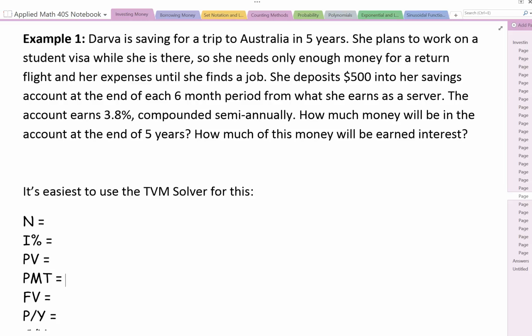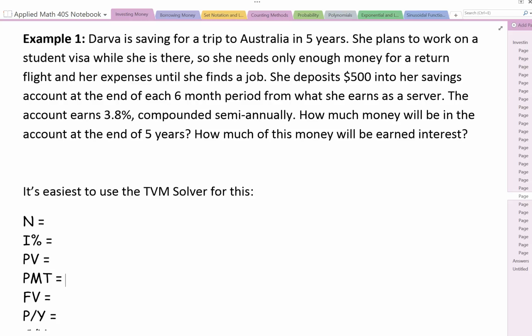So it says Darva is saving up for a trip to Australia in 5 years. She plans to work on a student visa while she is there. So she needs only enough money for a return flight and her expenses until she finds a job. She deposits $500 into her savings account at the end of each 6-month period from what she earns as a server. The account earns 3.8% compounded semi-annually. How much money will be in the account at the end of 5 years? How much of this money will be earned in interest?